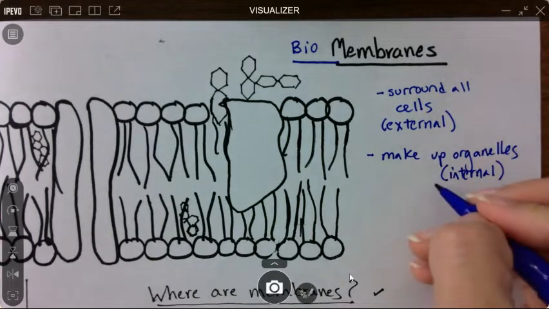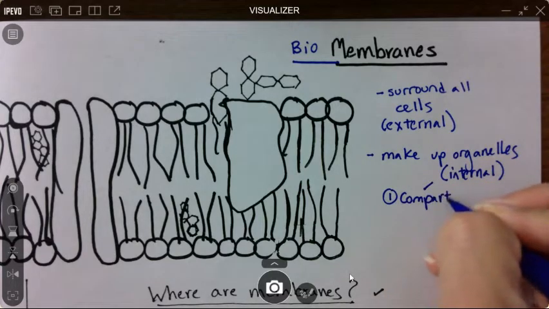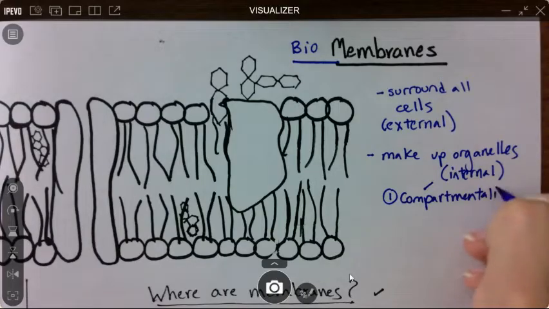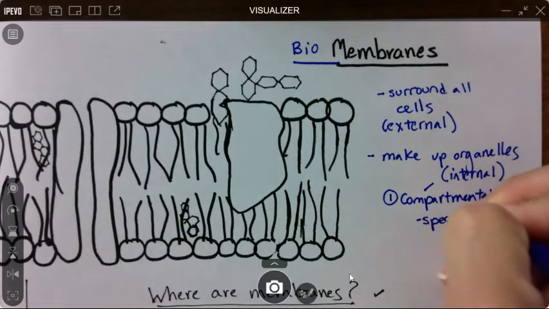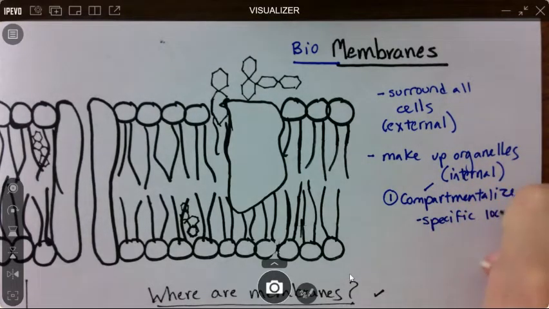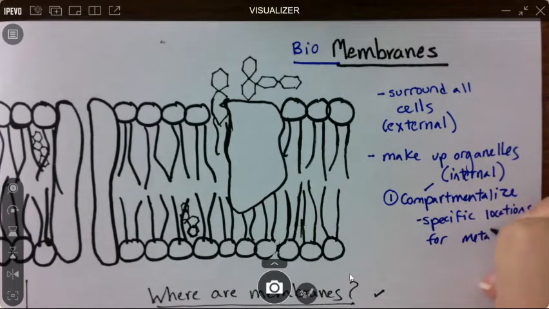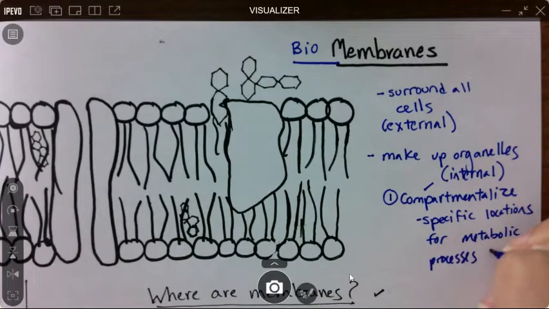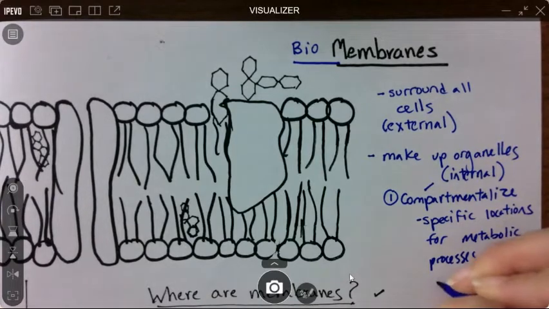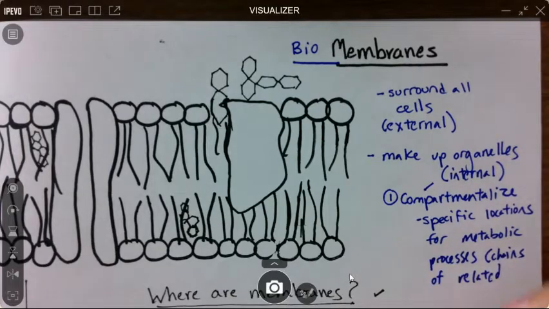These internal membranes, like I said, do a couple things. One, they compartmentalize. Right? So they allow you to have specific places for different metabolic processes. And by that, I mean like chains of related chemical reactions.